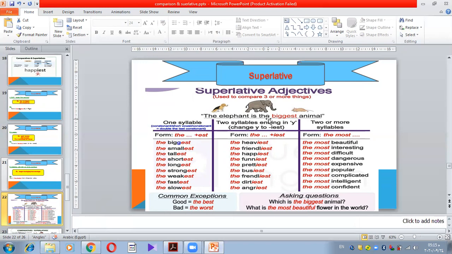So now, the superlative we use to compare, as we said, one to all or more. The elephant is the biggest animal, compared to all others. The biggest, the smallest, the tallest, the shortest. If it's ending in Y, you change the Y into I: the heaviest, the happiest, the funniest, the prettiest. If it's two or more syllables, the most or the least: the most beautiful, the most interesting, the most dangerous, the most expensive, and so on. Good changes into the best. Bad changes into the worst. If I'm asking a question, which is the biggest animal, I use just one. I'm talking about just one animal. Which is the biggest animal? What's the most beautiful flower in the world? I'm speaking about just one flower compared to all.